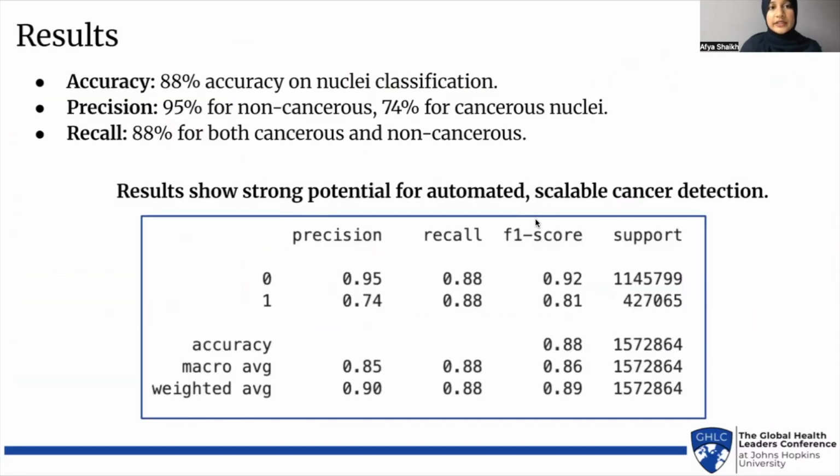So my results are really encouraging for me. The model achieved an 88% accuracy overall. There was a 95% precision for non-cancerous nuclei, which means it was able to 95% accurately identify healthy tissue cells. And there's a recall of 88% for both cancerous and non-cancerous nuclei. So it performed really well identifying healthy cells, and it was also really good at detecting cancerous ones.